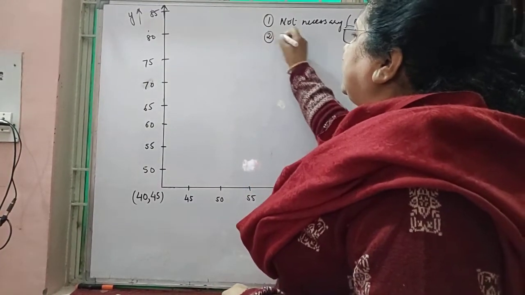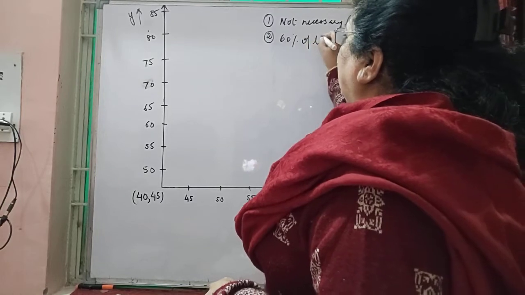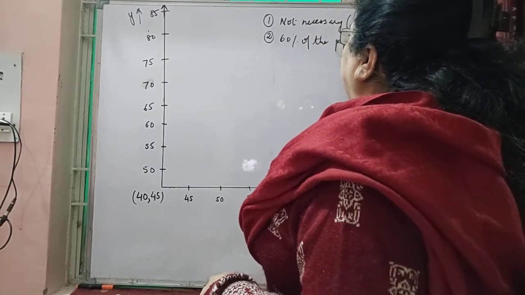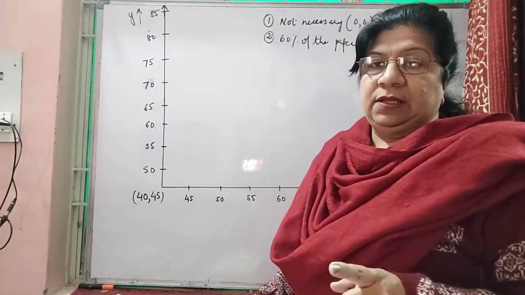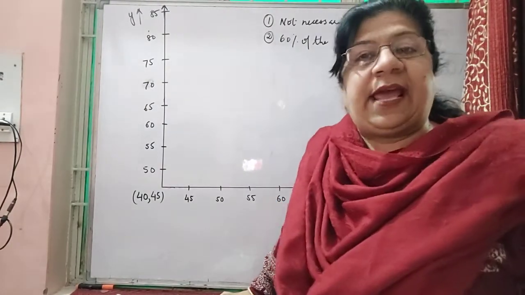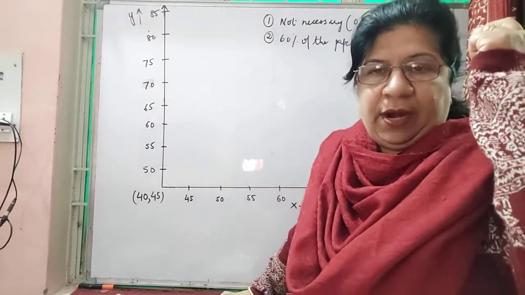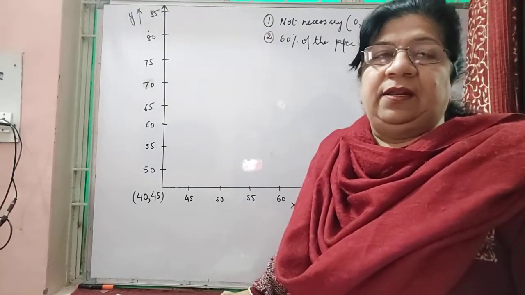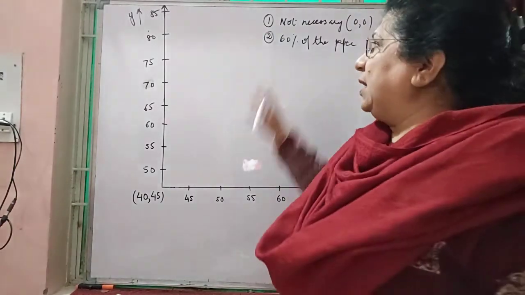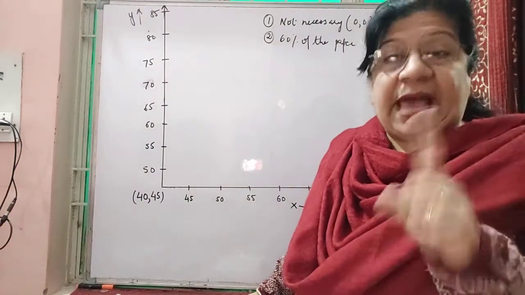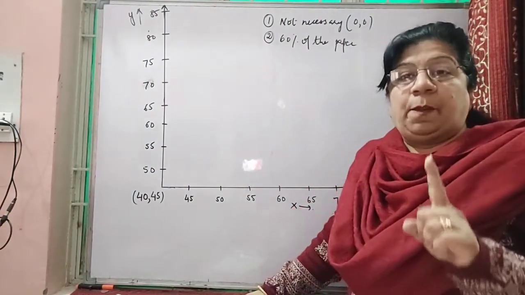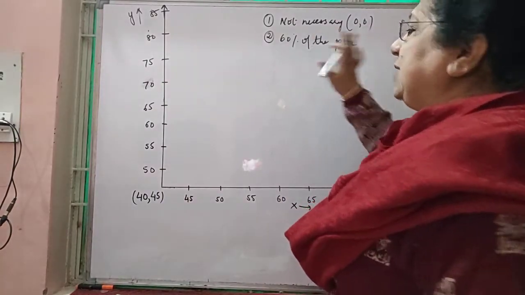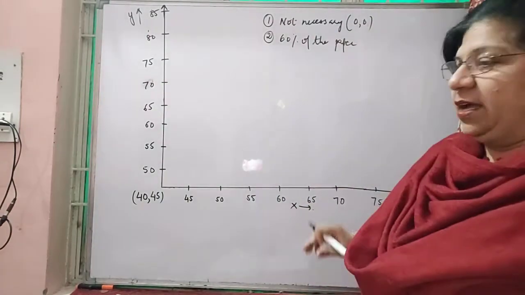Second, 60% of the paper, that is this graph paper, should be covered. These are the points on which you get extra marks. No matter if you could not do your entire practical, if you are considering these points, they carry marks. Again, I'll be telling you many points which will help you to obtain marks. So 60% of the graph paper should be covered.